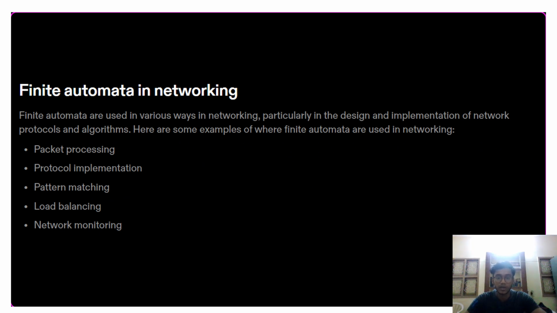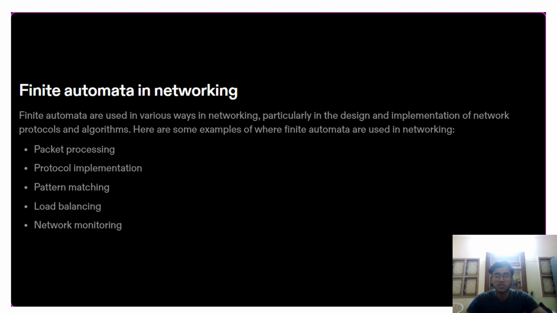Finite automata in networking. In networking, finite automata are used to model the behavior of network protocols. Briefly, network protocols are a set of rules that govern how data is transmitted over a network. These protocols have a finite number of states, and the behavior of the protocol depends on which state it is in. By modeling these protocols using finite automata, we can better understand how they behave and how to make improvements to them. Finite automata are used in network security, network monitoring, load balancing, pattern matching, protocol implementation, and packet processing.